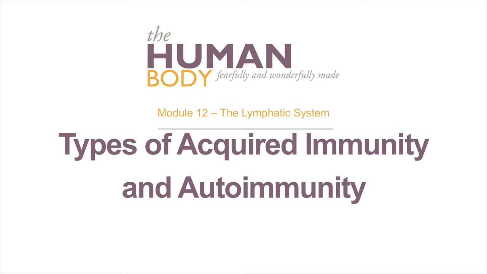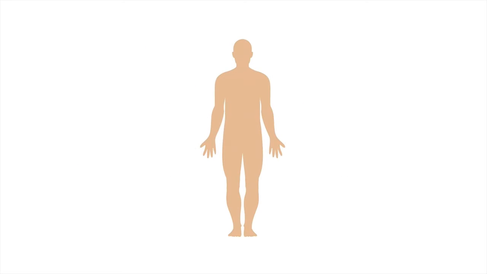Module 12, the lymphatic system. Types of acquired immunity and autoimmunity. Your body can have acquired immunity in 4 ways.